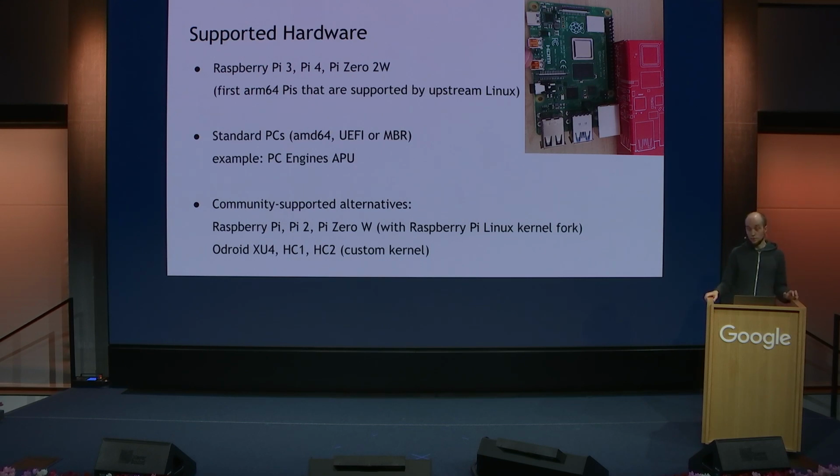There are actually a couple of community-supported alternatives, which means that they don't have the same level of rigorous testing, but they still work. So for example, some people said that it's nice to have the upstream Linux kernel, but they have older Raspberry Pis, so they just took the Raspberry Pi Linux kernel fork and packaged that for gokrazy, and that works as well. There's even people who have an alternative device to the Raspberry Pi. There is a series of devices which is called Odroid, and those work as well. They require a custom kernel and a couple of other adjustments, but there is a community-supported version of gokrazy for these.